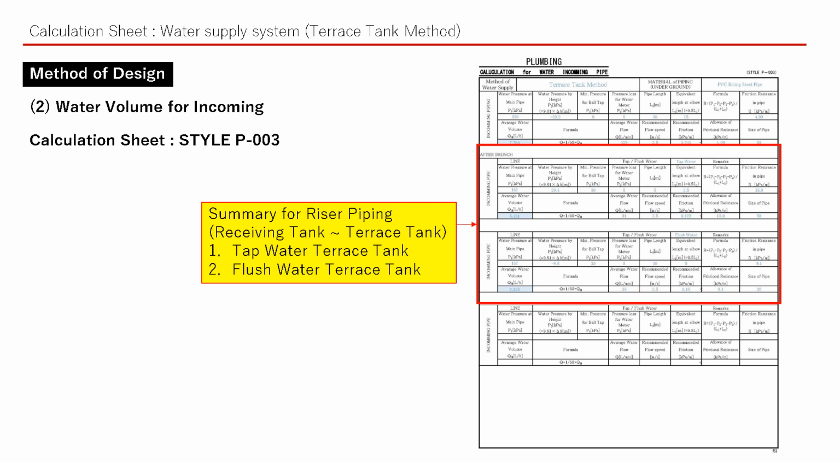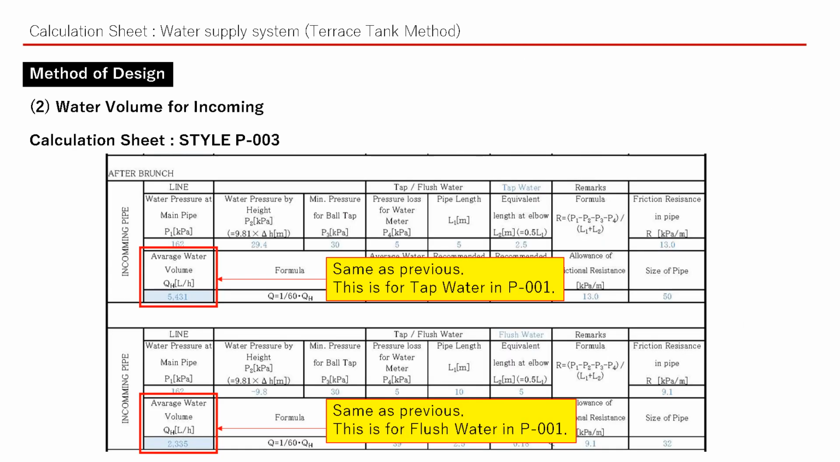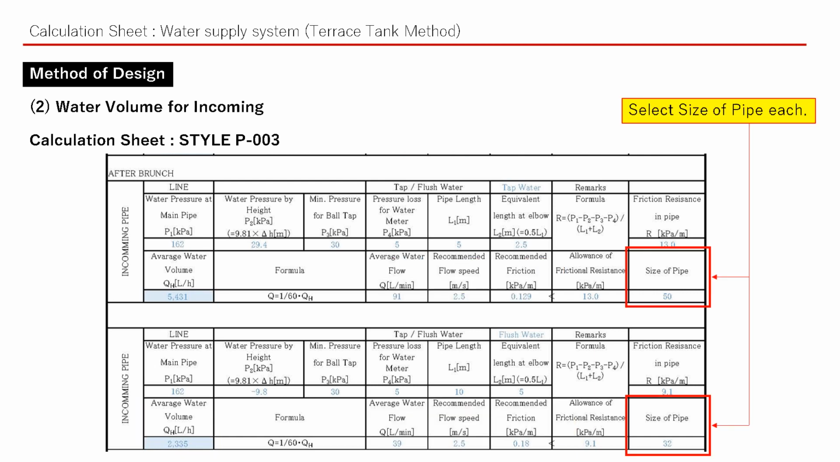Here is the summary for riser piping from receiving tank to terrace tank. And then tap water and flush water. Same as previous, it can be obtained from result in calculation sheet P001 for each. And then select piping size from flow diagram.